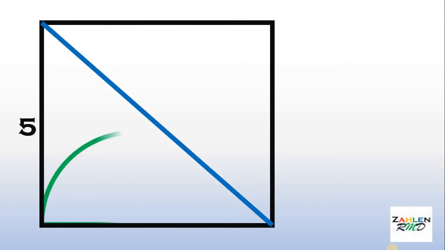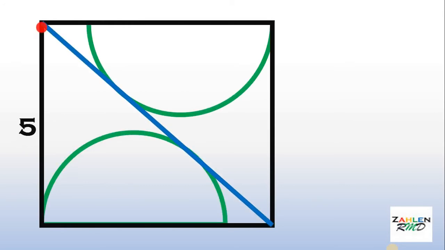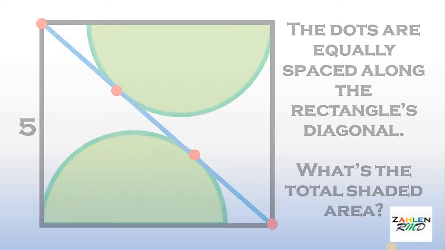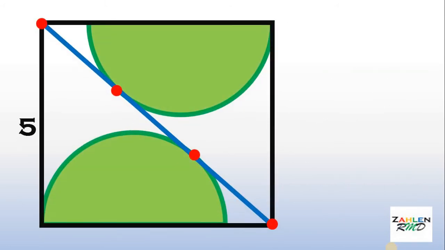Here's the question. The dots are equally spaced along the rectangle's diagonal. The question is, what is the total shaded area? Now, if you want to try this problem, just pause this video, and if you're ready, here's the solution. And I hope you paused this video. Now let's see if your answer is correct.